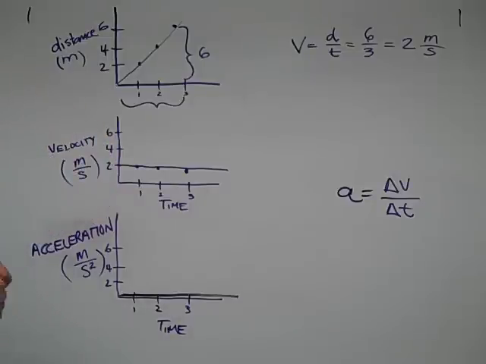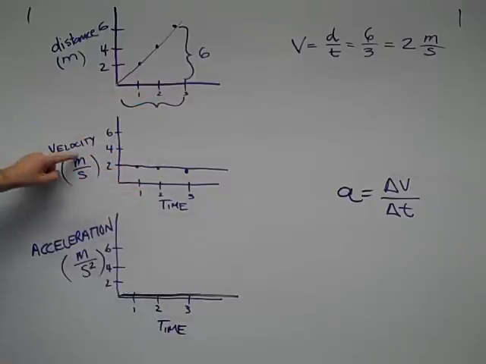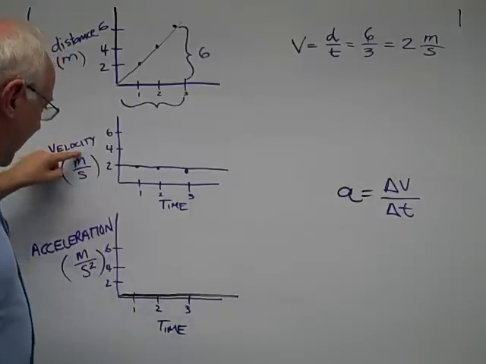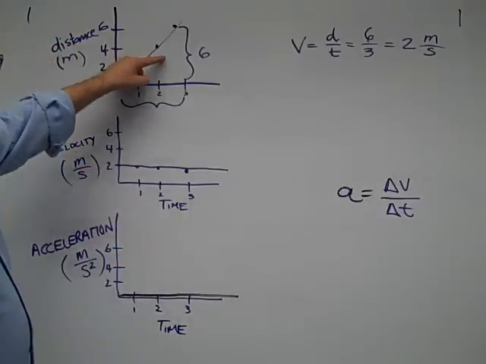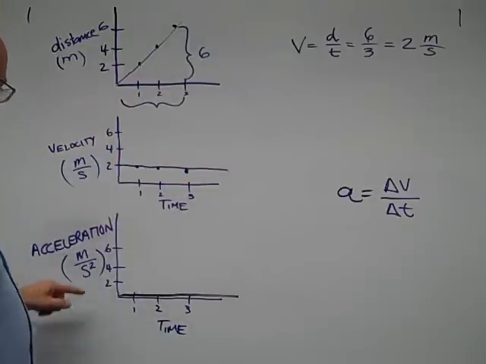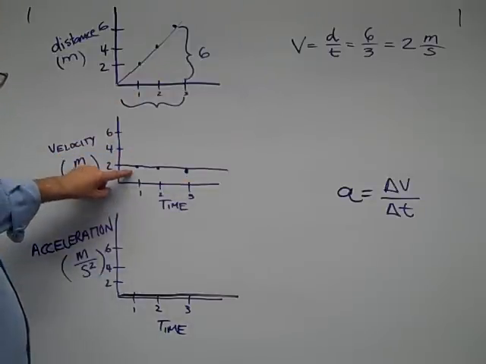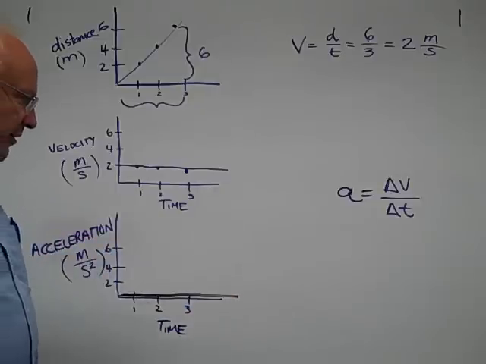Remember, the slope of the distance versus time graph is equal to the velocity. The slope of the velocity time graph is equal to the acceleration. This has a slope of 2, so I plot a line that shows me 2 here. This has a slope of 0, so I plot a line that shows me 0 acceleration here.